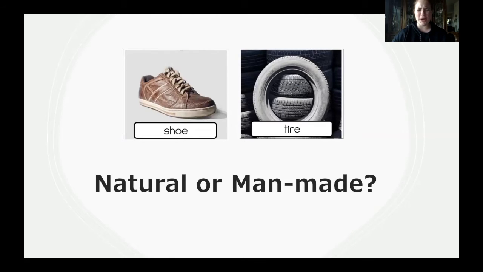A shoe and a tire? Wait a second, they're tricking us again. Do shoes or tires just naturally happen in nature? No, somebody definitely had to make that. They had to use natural or other man made resources to make these man made or human resources.